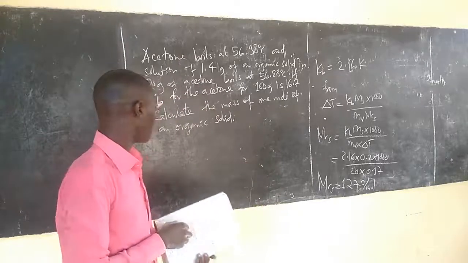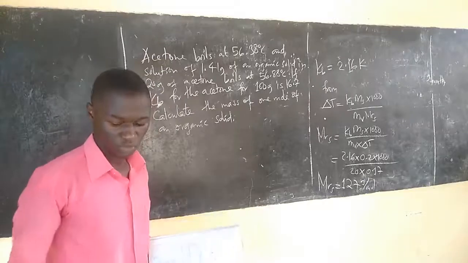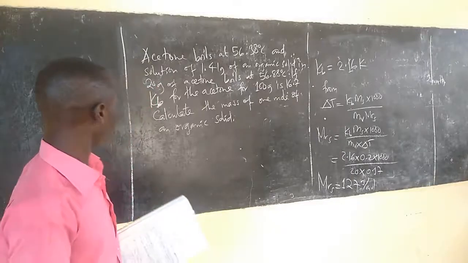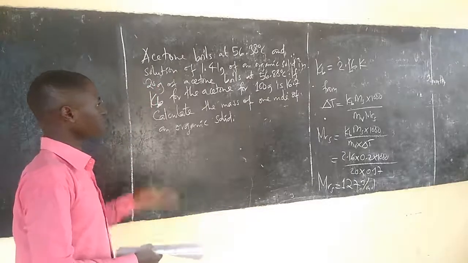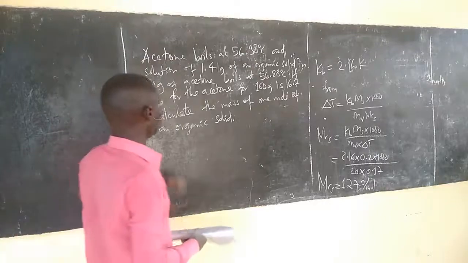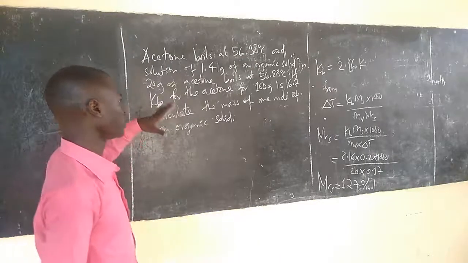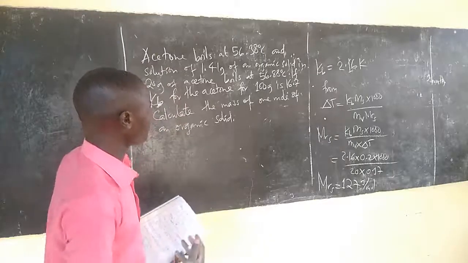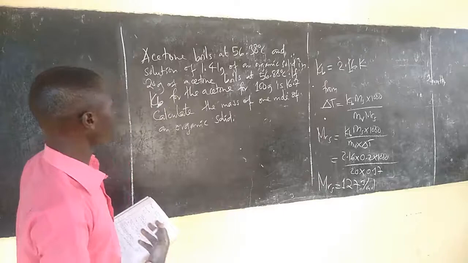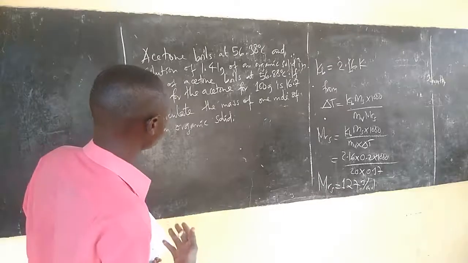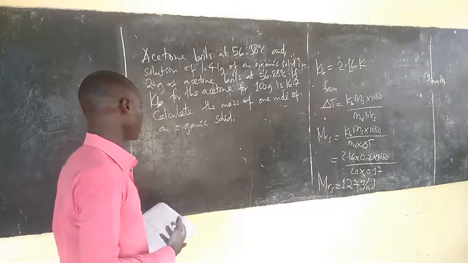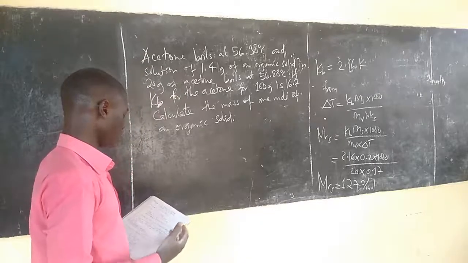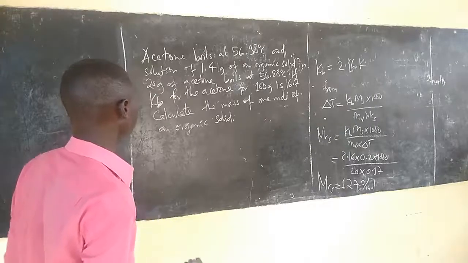So this is our example number 2, which we are required to solve. In our example, we are given acetone boils at 56.39 degrees Celsius and a solution of 1.41 gram of organic solid in 20 grams of acetone boils at 56.89. If Kb for acetone for 100 grams is 16.7, calculate the mass of 1 mole of organic solid.